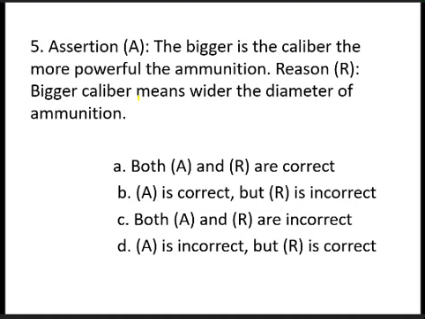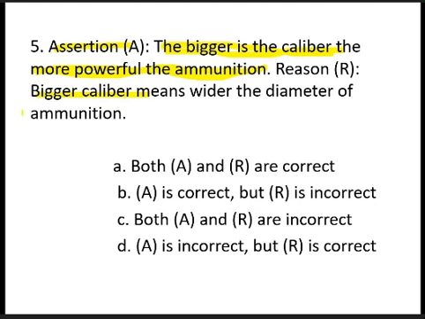Number 5, assertion A, meaning claim. When we talk about assertion, it is the statement or claim. Assertion A: The bigger is the caliber, the more powerful is the ammunition. Diba? The reason: bigger caliber means wider in diameter of the ammunition.